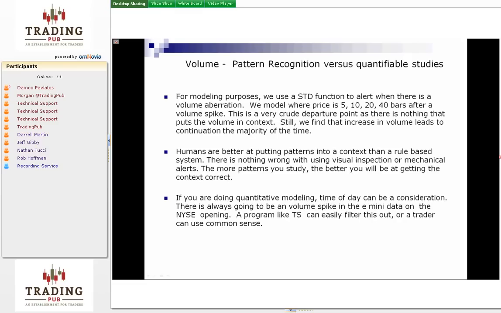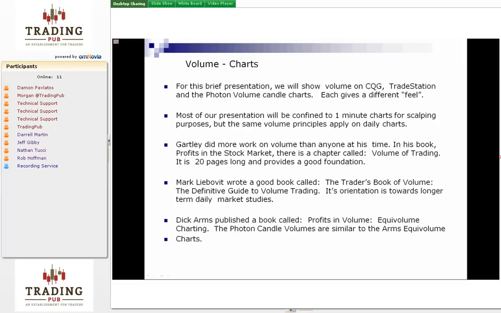As with anything, such as machine-based learning, the more patterns that you study, the more examples that you look at yourself, the better you will be at getting this in context. All right, and then lastly, keep time of day as an important consideration. Just as references for you, because I believe in giving people tools for themselves: Gartley did some of the original work on volume. Mark Leibovitz wrote a good book. And if you like our candle volume charts, Dick Arms originally published something on equivolume charting.